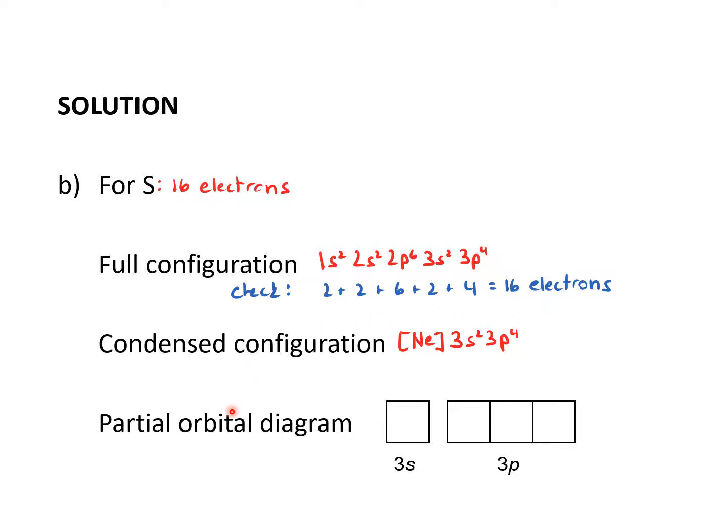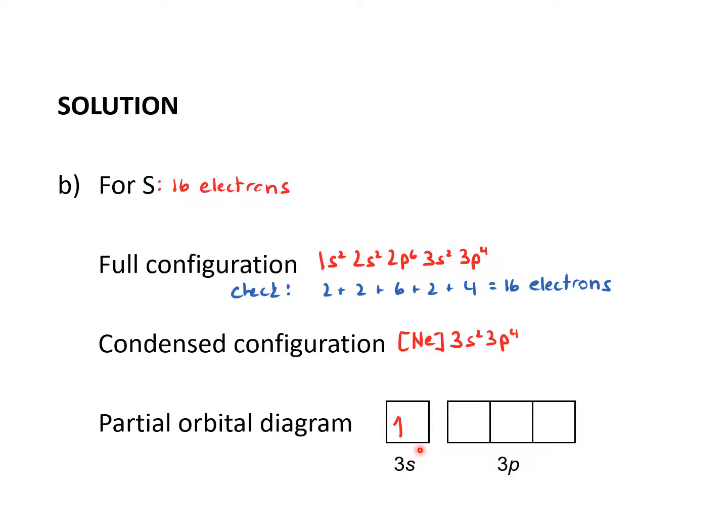In the last part of this question, we are asked to write the partial orbital diagram for sulfur. Looking at the highest energy orbitals, we see that we have 2 electrons in the 3s atomic orbital and 4 electrons in the 3p atomic orbital. So we can place the first electron in the lowest energy orbital, which is the 3s atomic orbital. And so that first electron gets placed in the spin up, or spin plus 1/2 position.